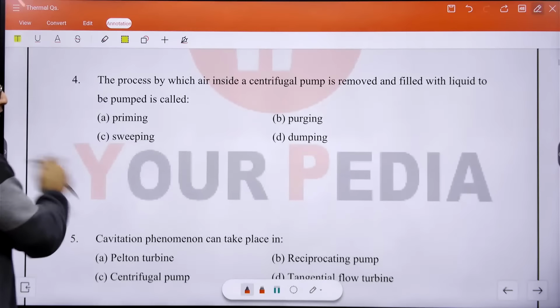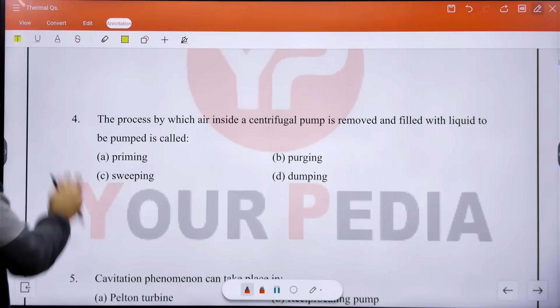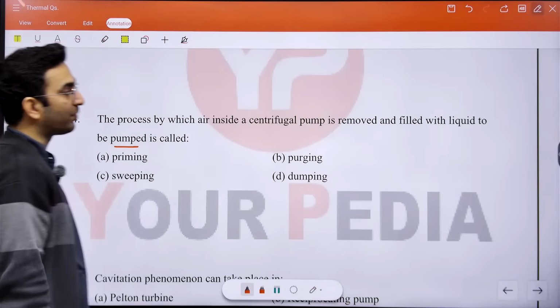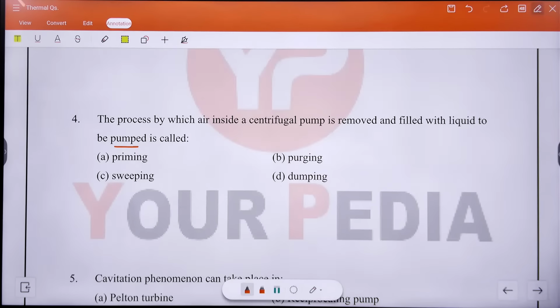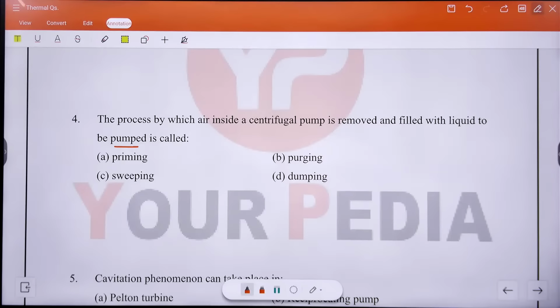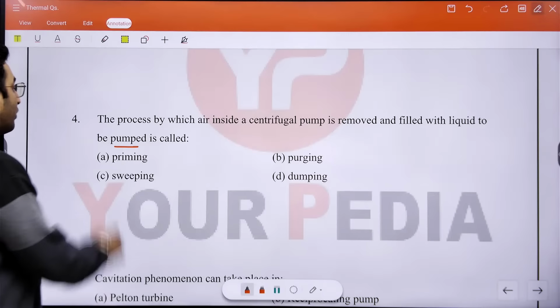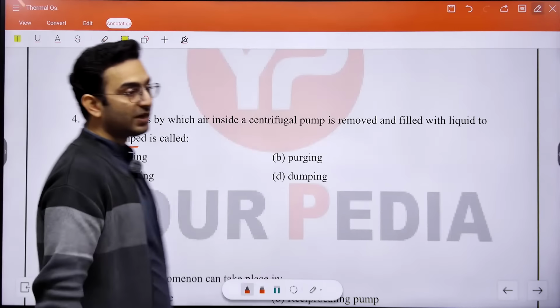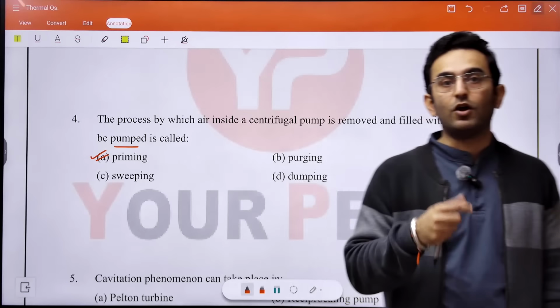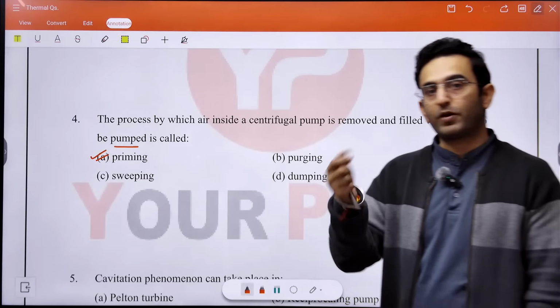The process by which air inside the centrifugal pump is removed and filled with liquid to be pumped is called. Okay, now what can be the answer here in this case? Yes, the answer is going to be priming here. So priming is basically a process in which you are filling up the entire pump with the liquid, the flowing liquid here. That you have to remember.